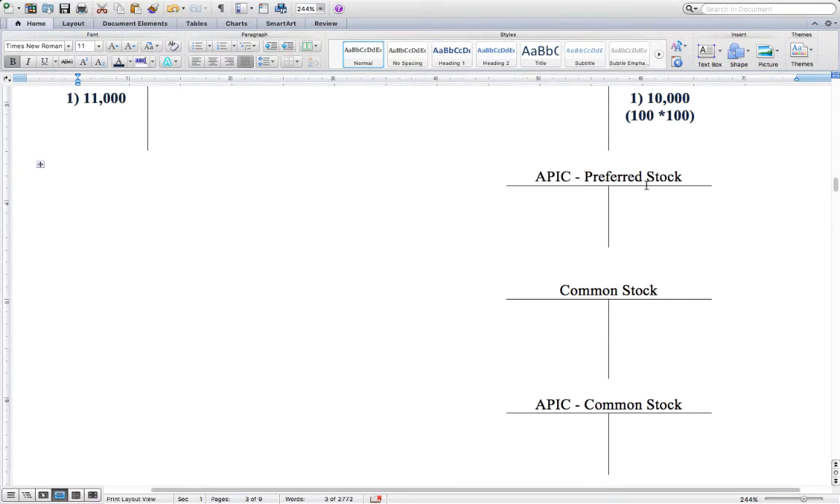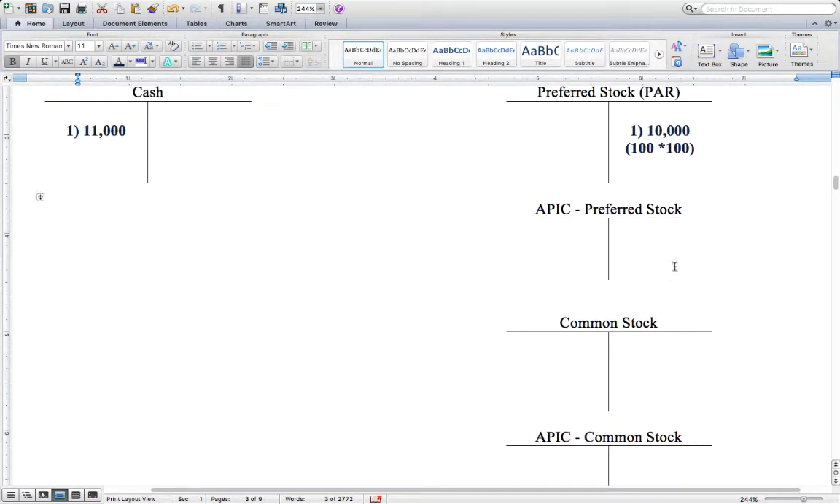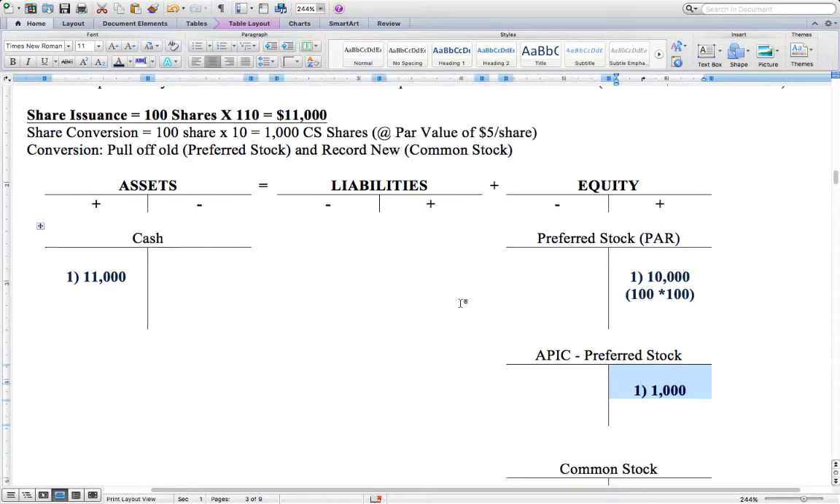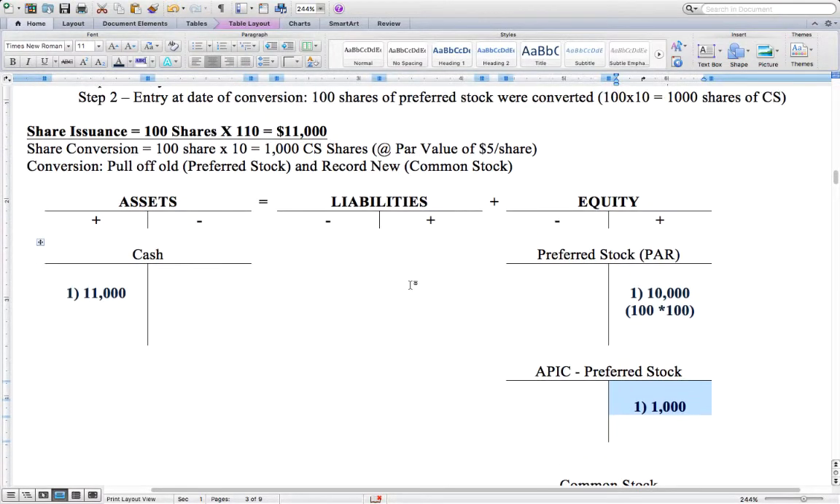And as you see, that equals 10,000. And similar to Chapter 15, you would record the excess between the amount paid and the par value in the additional paid in capital preferred stock account. The second part here is to determine the entry made at the date of conversion.